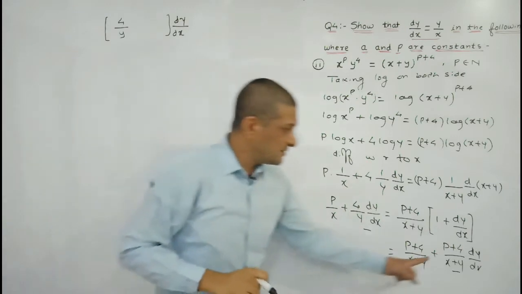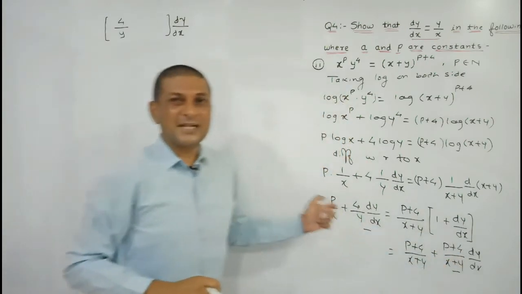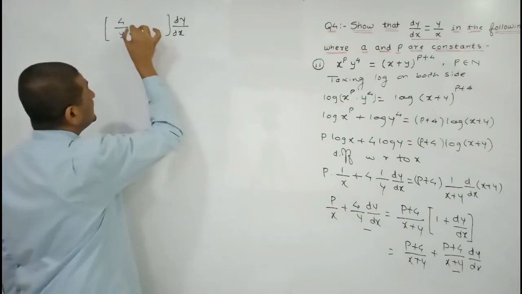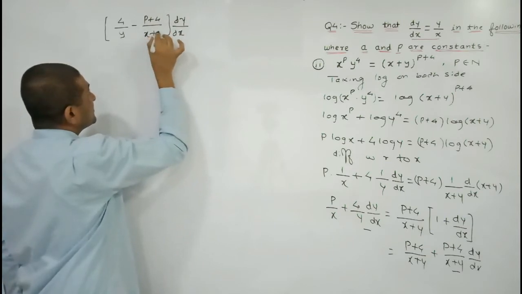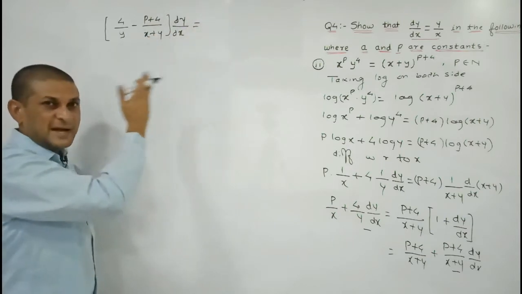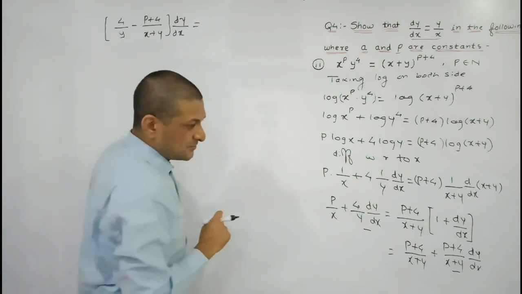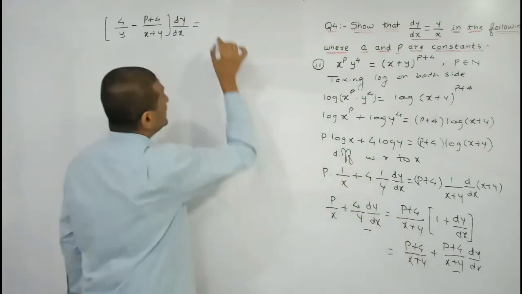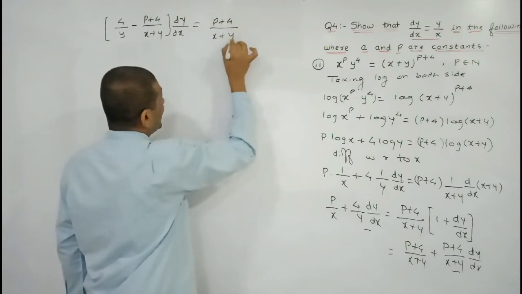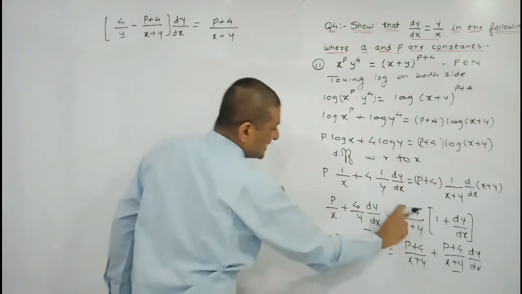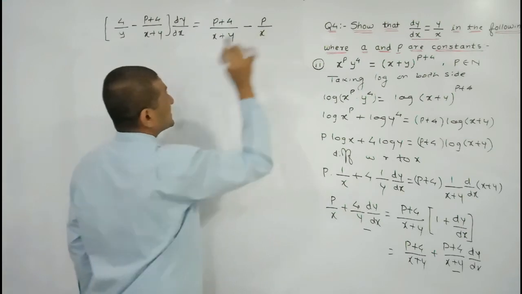So this is the second term of dy by dx. If I am collecting this term on the left hand side, this plus term on this side will become minus. Means what we'll get here, minus (p plus 4) divided by (x plus y). So we have collected the terms of dy by dx on the left hand side. Remaining terms we are collecting on the right hand side, which is the first term on the right hand side, p plus 4 divided by (x plus y), and this plus term on this side will become minus p divided by x.